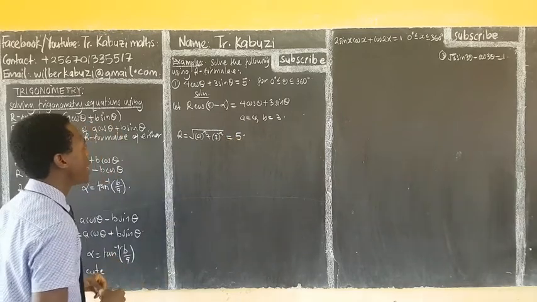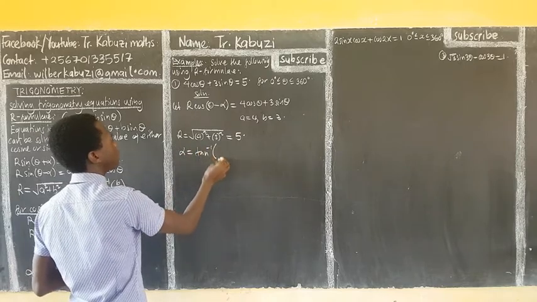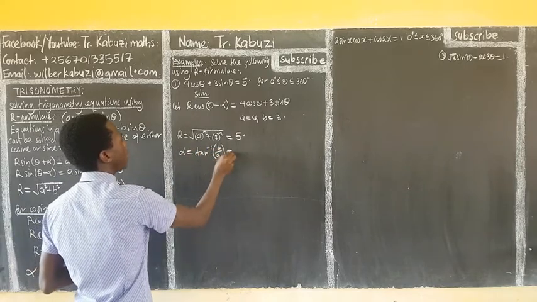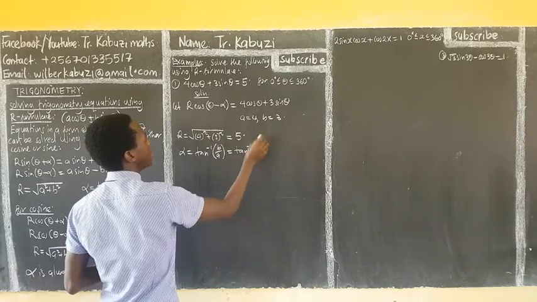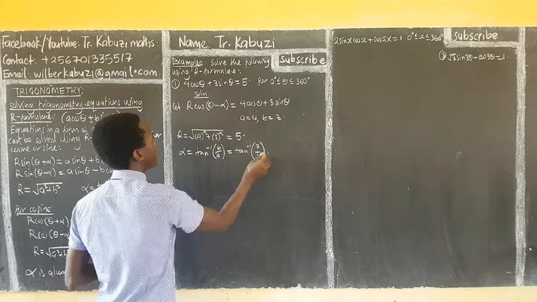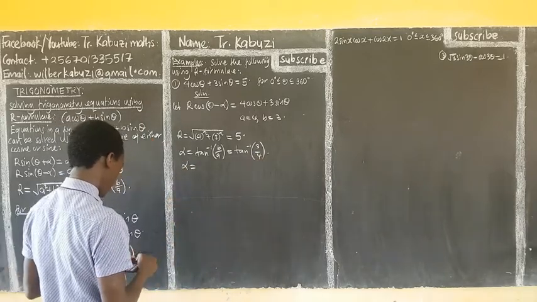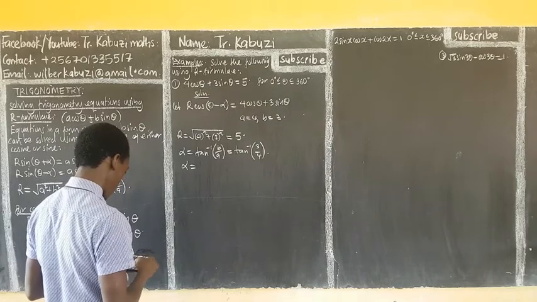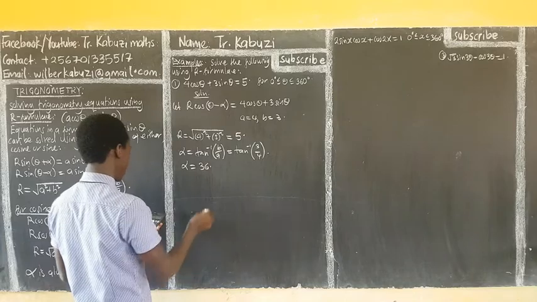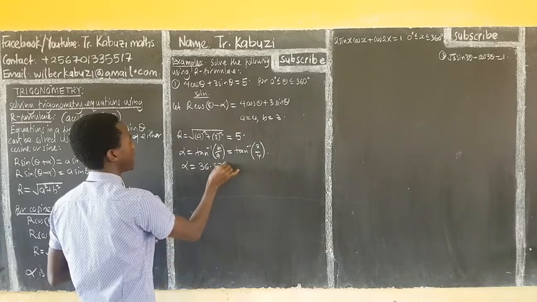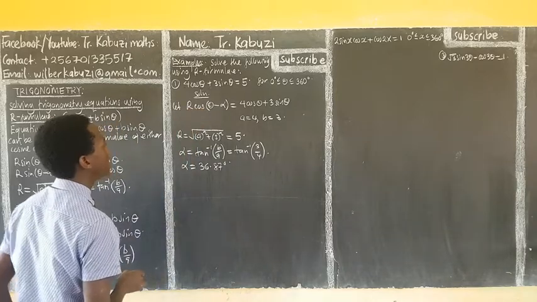How can I get my alpha? Our alpha is always tan inverse of b over a, which will now be tan inverse of 3 over 4. Then our alpha, the answer you get, is 36.87 degrees to two decimal places. So I have alpha, and now I come back to this equation and substitute them.